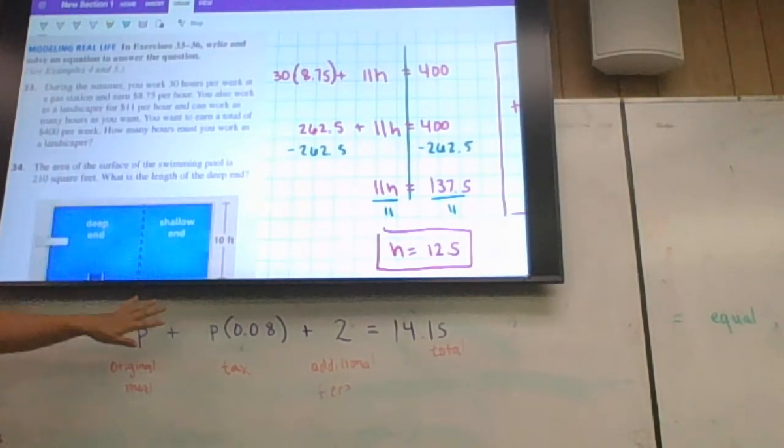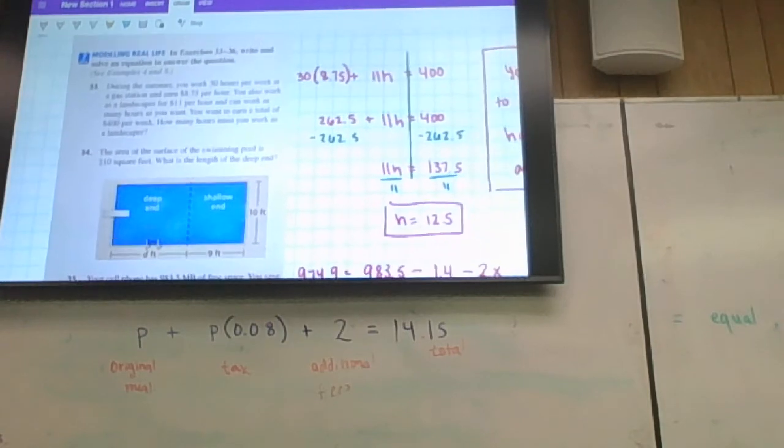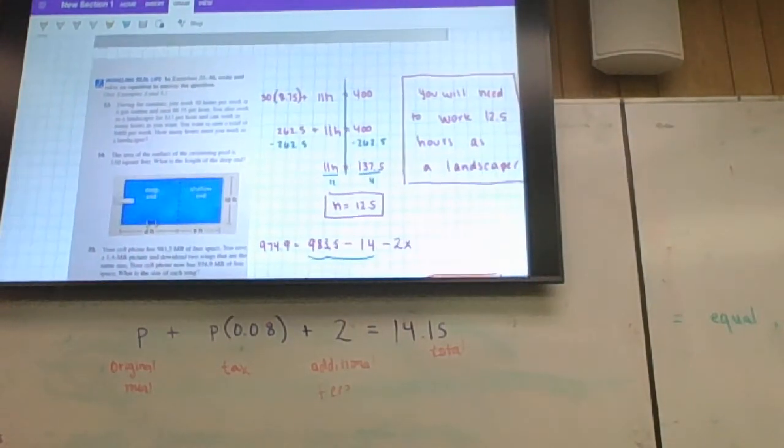Yes, I'm assigning you this pool problem today. I'm going to set it up for you. We got the right answer? Okay. I want to set up 34 for you. Oh, and here's my complete sentence.